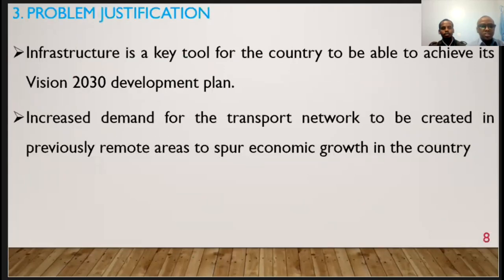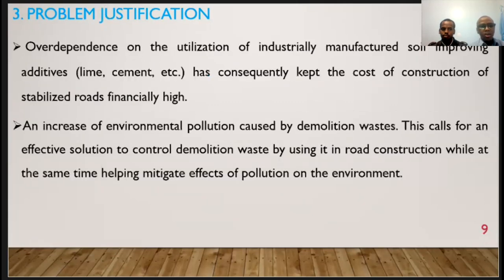The problem justification: infrastructure is a key tool for the country to be able to achieve its Vision 2030 development plan. There's also been an increased demand for transport networks to be extended to previously remote areas in order to spur economic growth in the country. Also, overdependence on the utilization of industrially manufactured soil improving additives, for example, lime, cement, and others, has consequently kept the cost of construction of stabilized roads financially high.